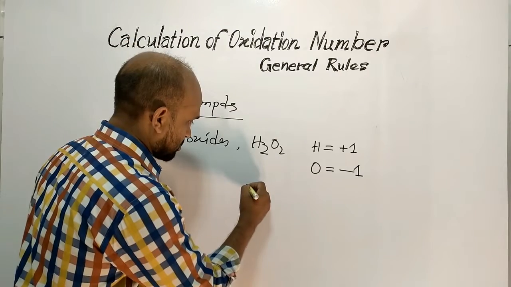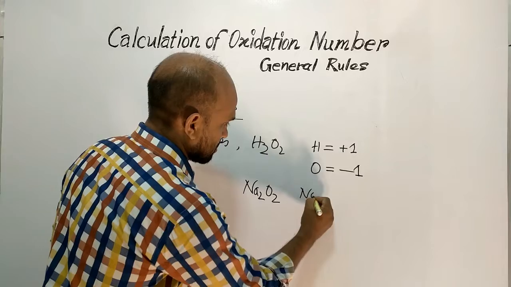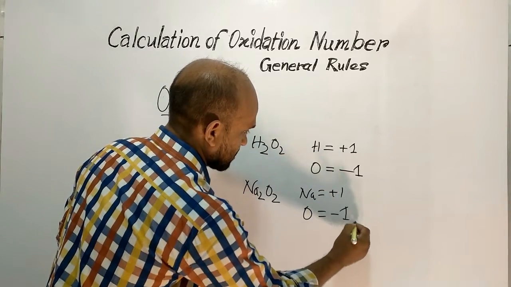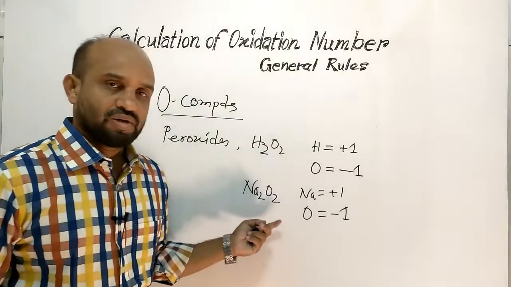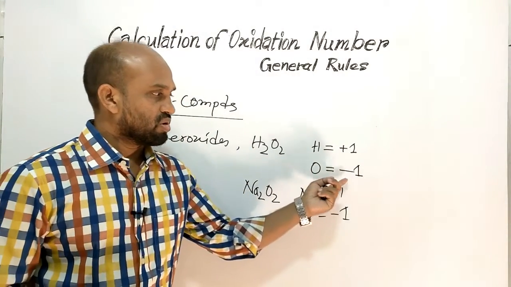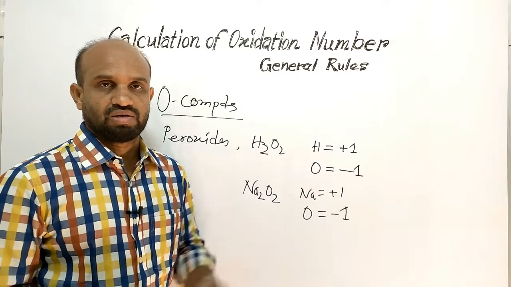Let's see another peroxide, sodium peroxide. Here the oxidation number of sodium is +1 and oxygen is -1. So in peroxides, the oxidation number of oxygen will be -1.